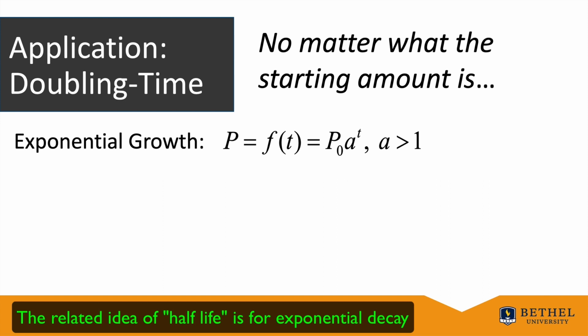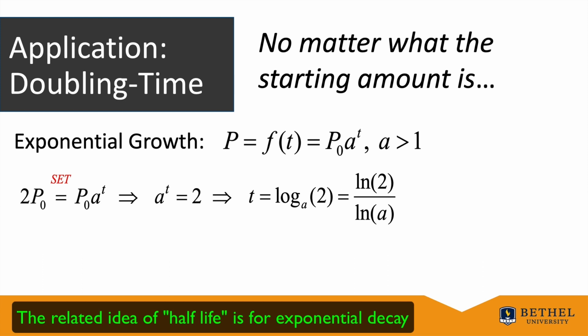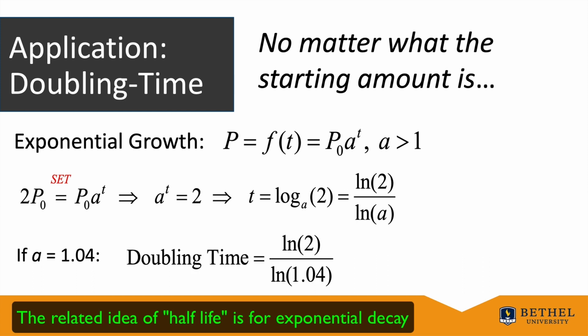To find the doubling time, set the function output equal to 2 times p0. Then divide out the p0 to get a to the t equals 2. The solution of that equation can be written in two ways, either as log base a of 2, or if you use the natural log to solve for t like we did in the previous example, as ln of 2 divided by ln of a. If, for example, the growth rate is 4% per unit time, so that a equals 1.04, then the doubling time is natural log of 2 divided by the natural log of 1.04, which is about 17.67.